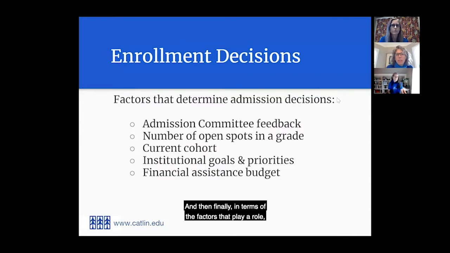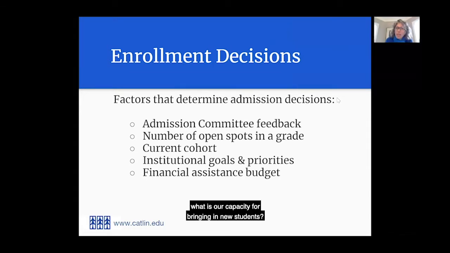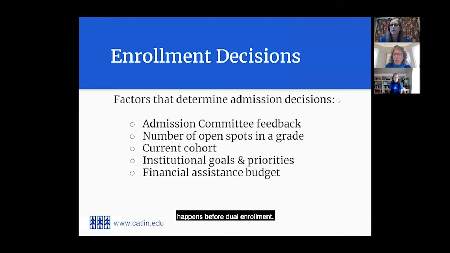And then finally, in terms of the factors that play a role in the ultimate enrollment decisions that we make, this is an incredibly complex process, as you can imagine. And at a high level, these are the main drivers of that selection process. Certainly the admission committee feedback, and Mary and Zoe will speak a little bit more about that for their divisions in a moment. The number of spots that we have in each grade, what is our capacity for bringing in new students? We know that because re-enrollment for us happens before new enrollment, we have a pretty good sense of how many students we can select for admission for the following year.